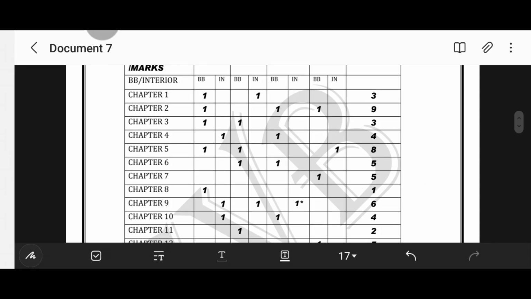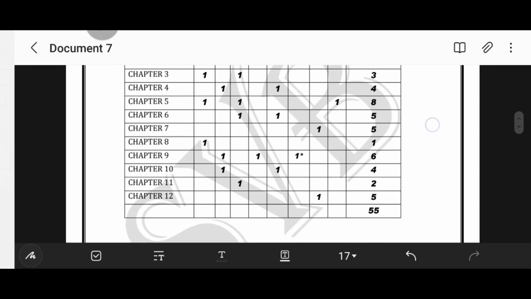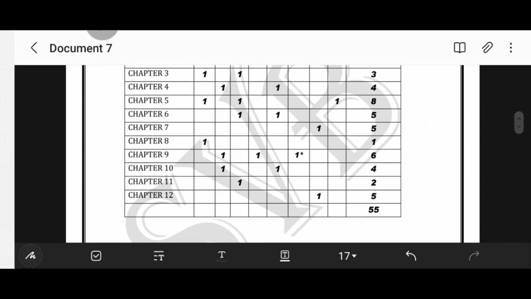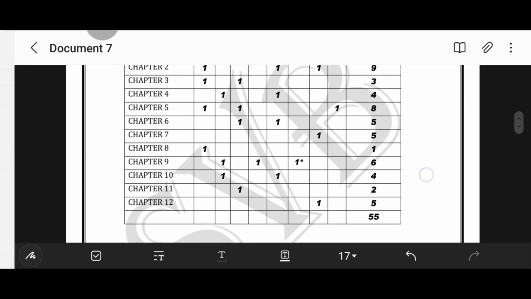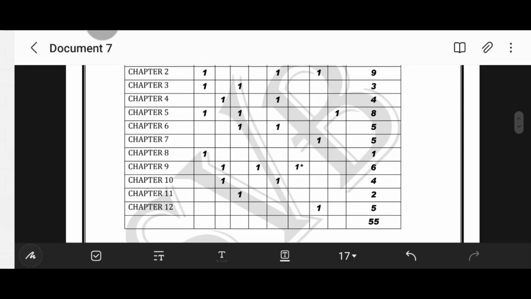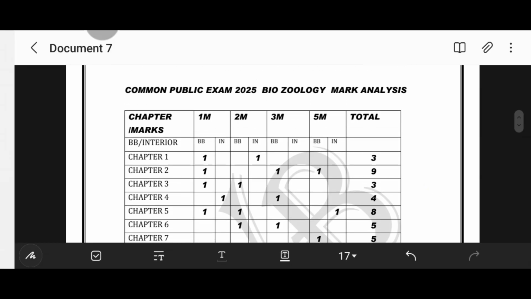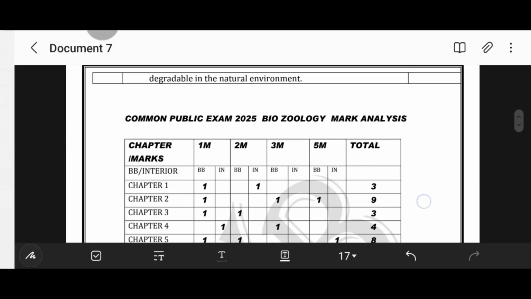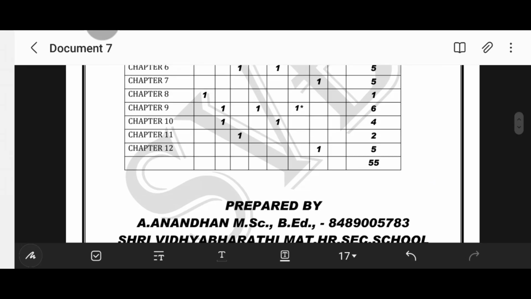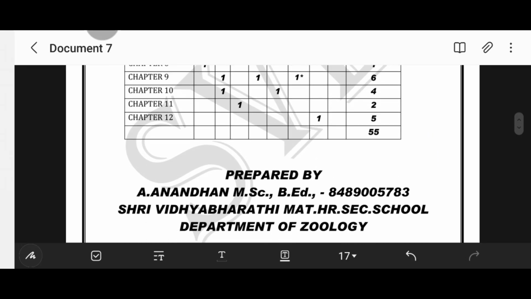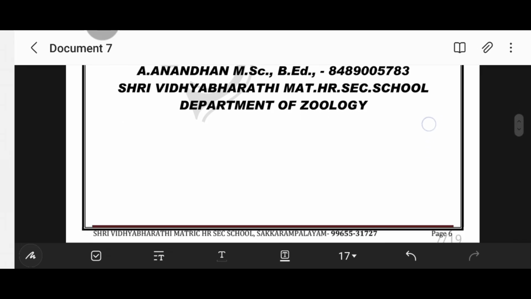Apart from these two chapters, the remaining chapters carry 3 to 5 marks in the question paper. Totally, without choice, it is 55 marks, and we have to write 35 marks only. So we all expect full marks in Bio-Zoology. It's my wish also. All the best for your good marks in this public examination 2025.